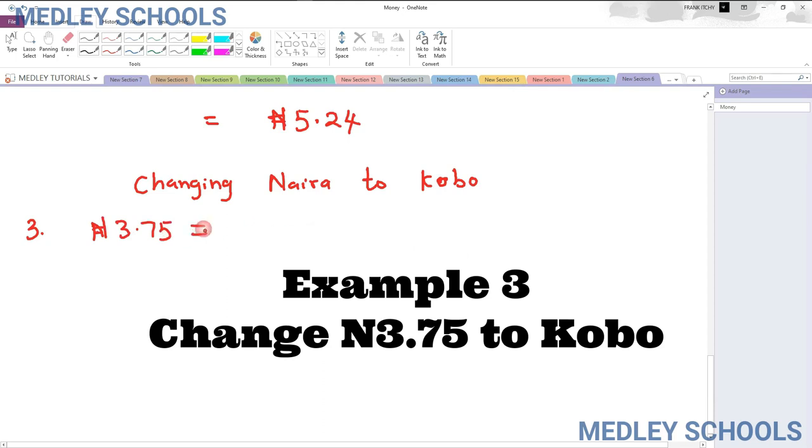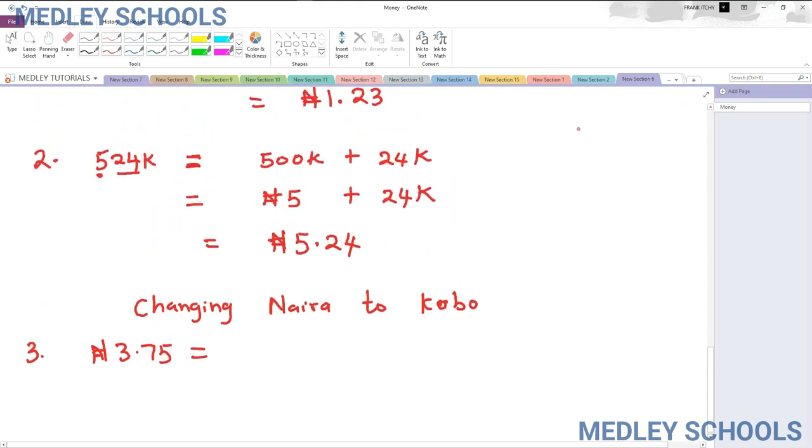Now what this means is we want to write everything in kobo, just like in the example above. We were asked to write 524 kobo, and after what we have done we get 5 naira 24 kobo. So what this part is telling us is we want to convert it from something like this back to something like this. So we are going to write this. We first write it out as 3 naira plus 75 kobo.